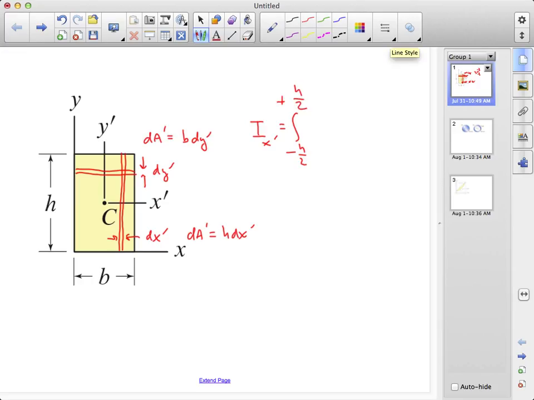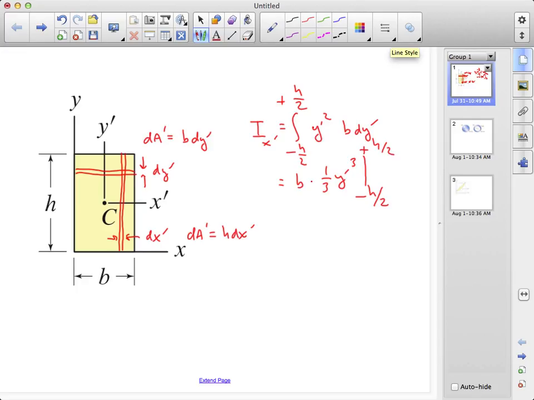The y tilde is just the y coordinate, and dA prime is b dy prime. B is just a constant, so we can pull that out of the integrand, and then we're left with our integral over y prime, which will be 1/3 y prime cubed, evaluated between the limits of minus h over 2 and plus h over 2.